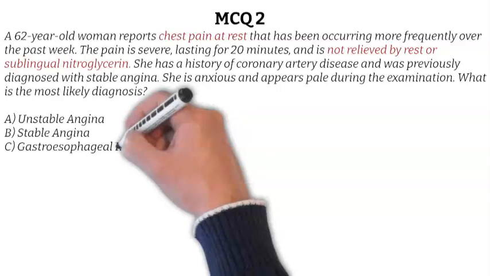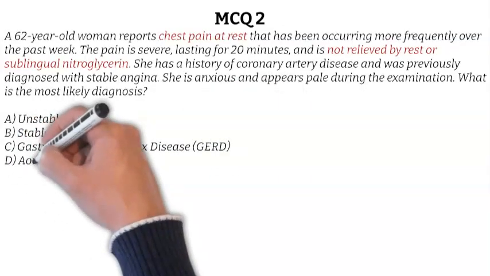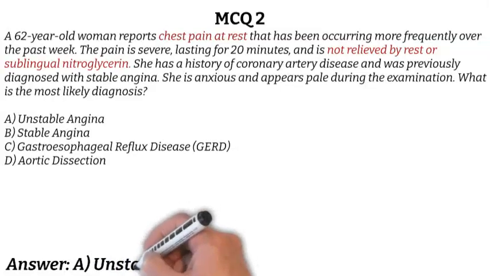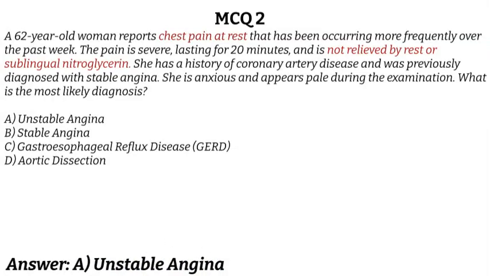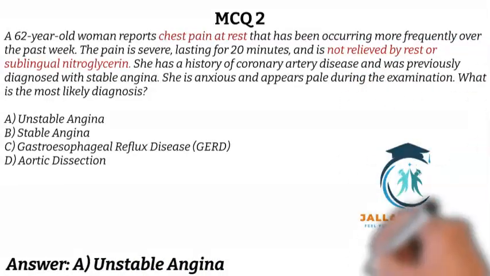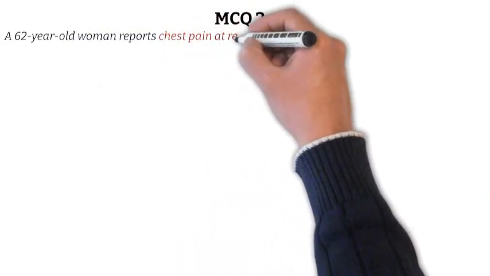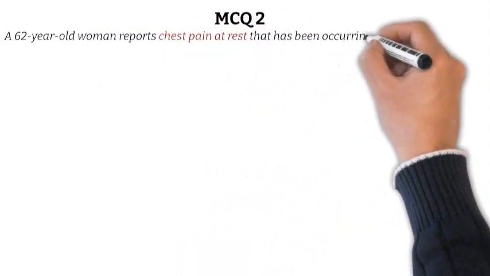Is it unstable angina? Yes. Is it stable? No. Is it GERD? No. Is it aortic dissection? No. The correct answer is A, because it has all the characteristics of unstable angina. So this should actually be 3, not 2. But anyway, last scenario of this lecture.